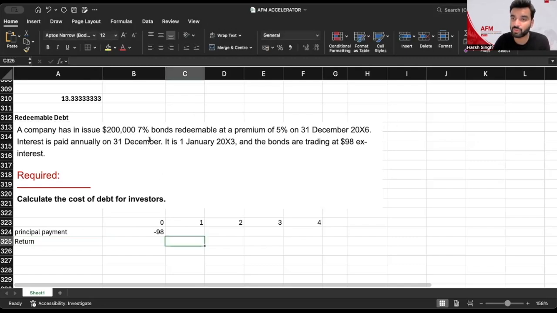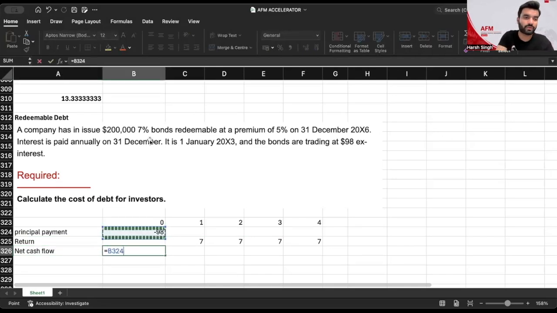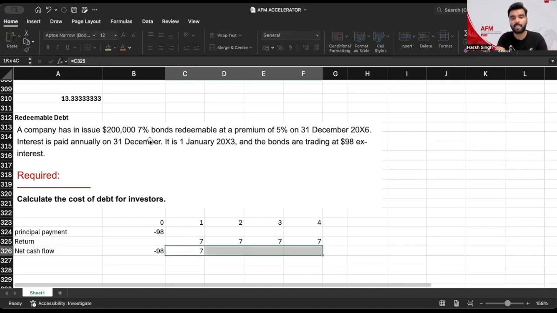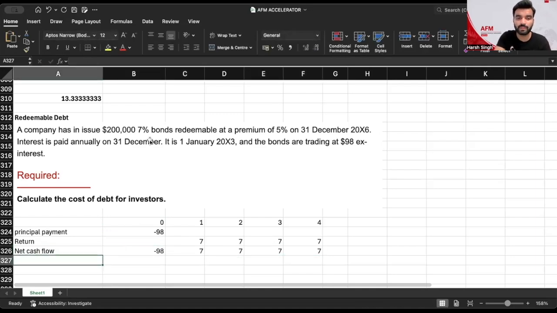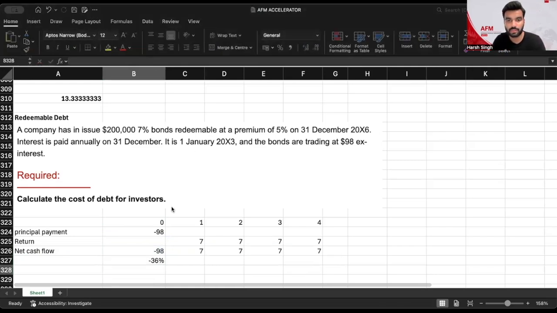Sir, 7%. There is no tax point. So 7 over here and 7 for the 4 years, right? So what is the net cash flow? 98 equals 7, right? So what will be equal to the IRR? 7% of 200,000 or 7% of the nominal value? Nominal, okay, 100. 7% you will always consider for nominal value, nothing else.